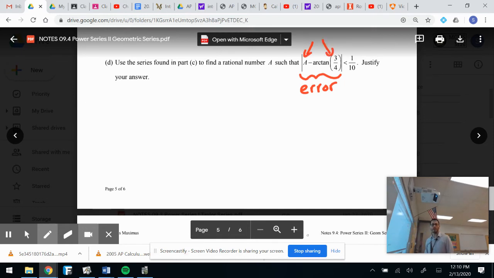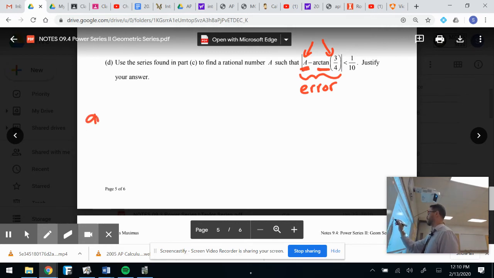Okay, and remember, that was always our remainder in the past, or we're going to call it our error bound going forward. And I'm going to make sure that we take our time on this, okay? It says use the series found in part C to find a rational number A such that A minus arctan, that again is the actual, that's an approximate, and we need it to be less than 1 over 10, and we have to justify our answer.